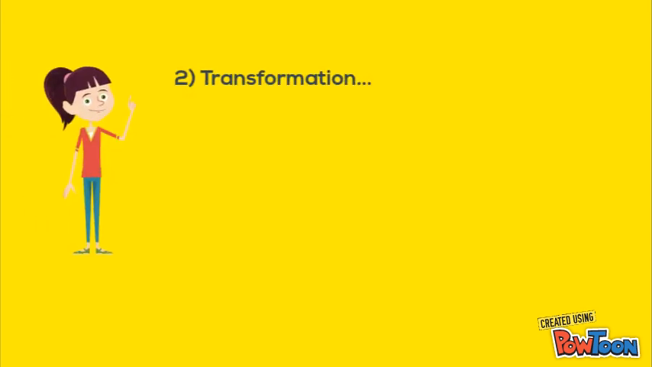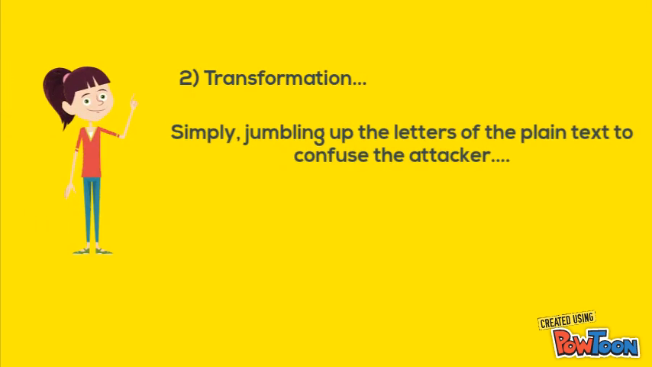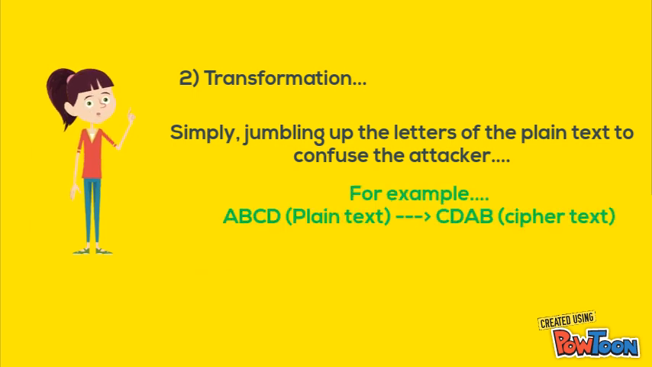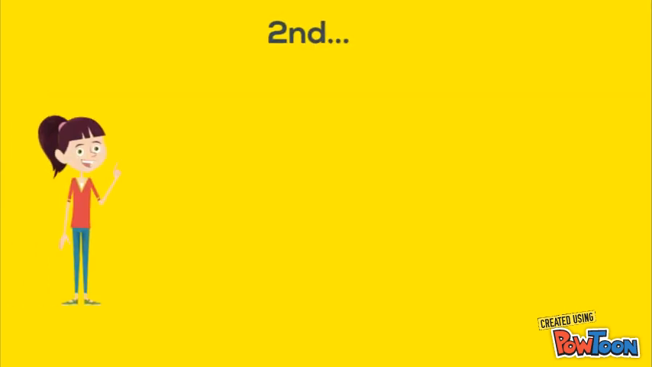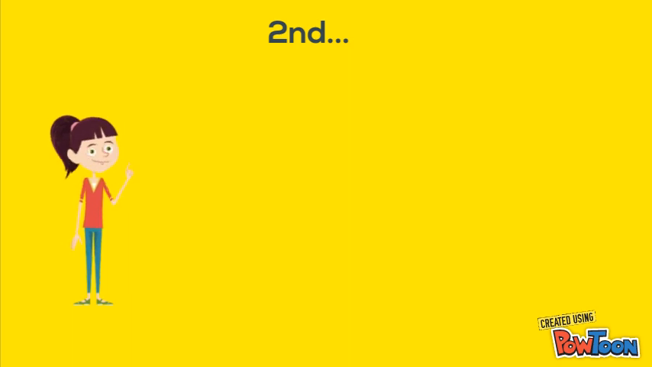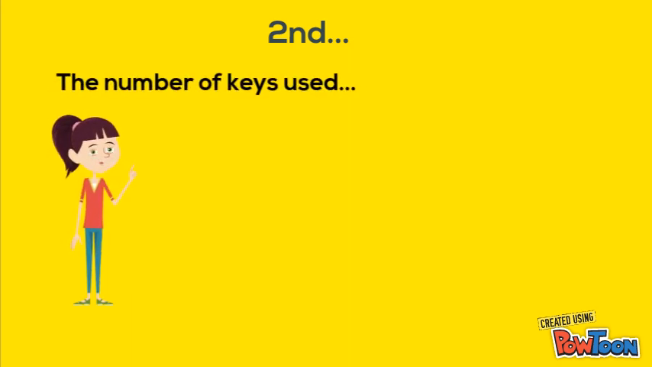Second is transformation. Here you jumble up the plain text letters. For example, A, B, C, D, which is the plain text, gets jumbled up to C, D, A, B, which is the ciphertext. Second point on which cryptography depends is the number of keys used.